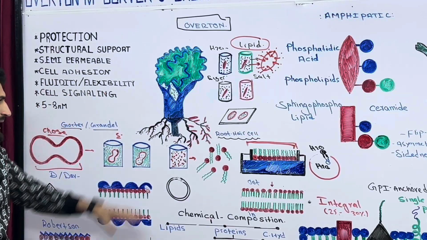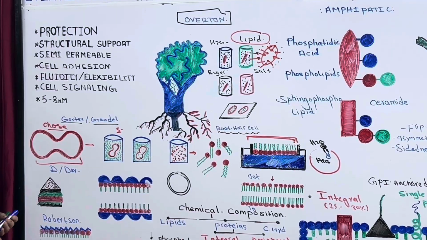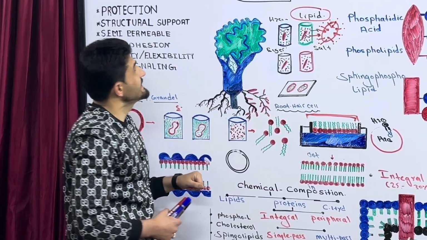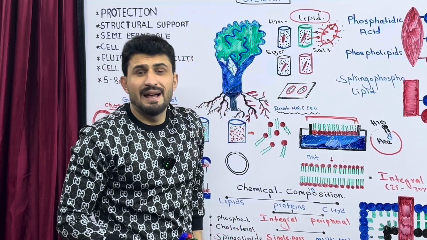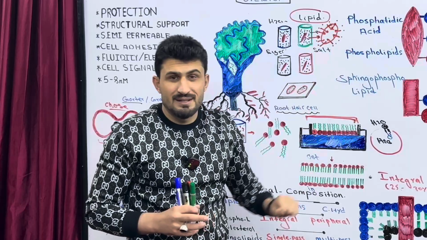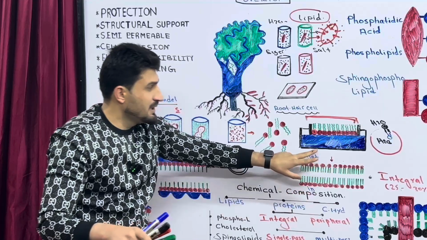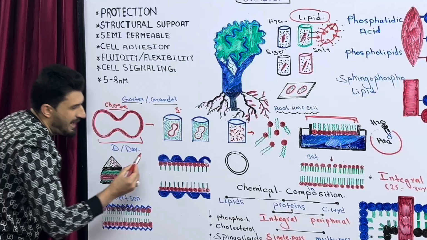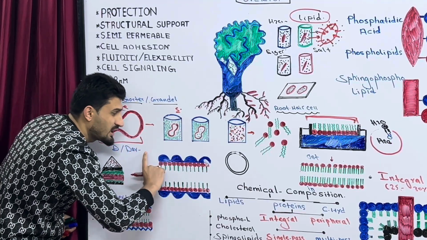And after these two gentlemen, other gentlemen came, Danielli and Davson. Danielli and Davson proposed another design for the cell membrane. They said yes, the cell membrane has a lipid nature, and yes, it is made of two layers of lipid, plus the cell membrane has another cover, from the inside and from the outside, a cover of protein.